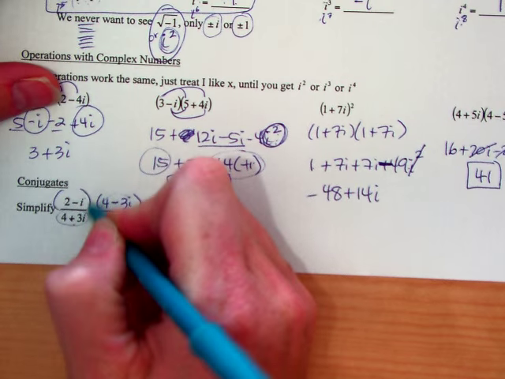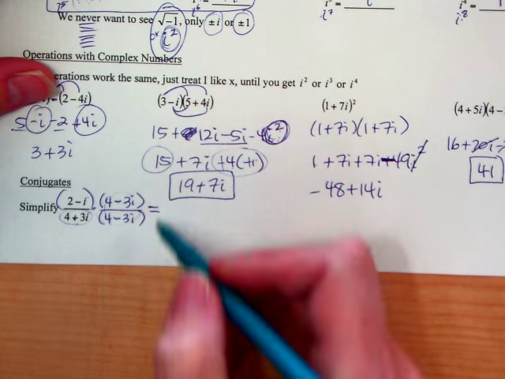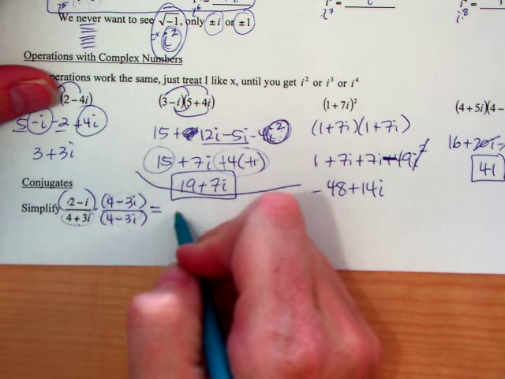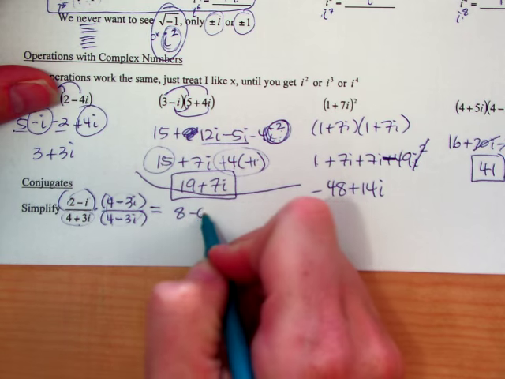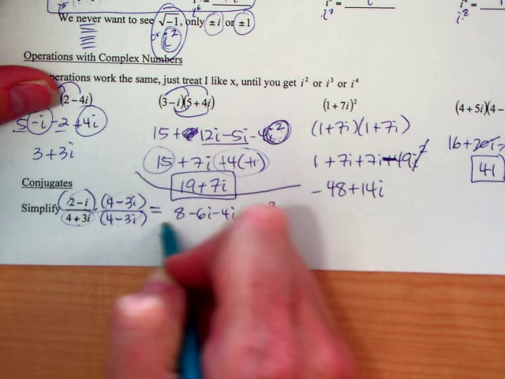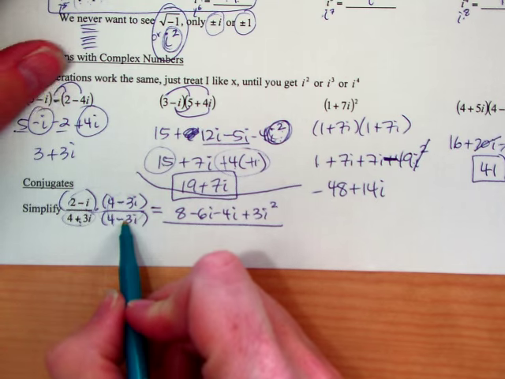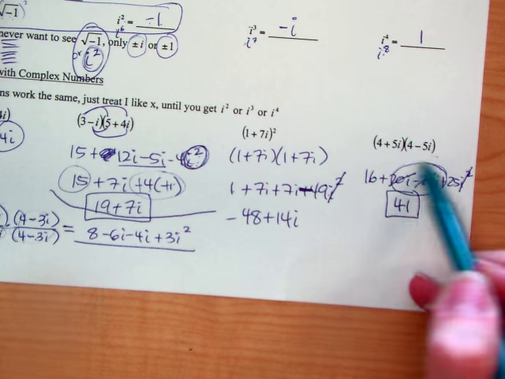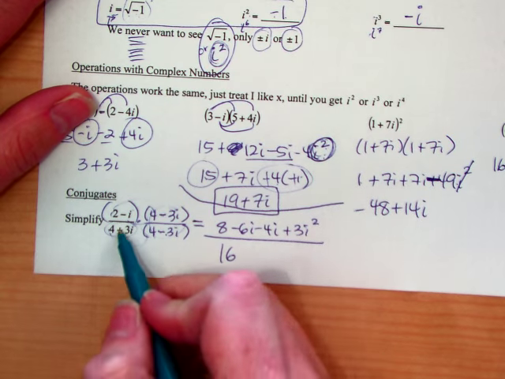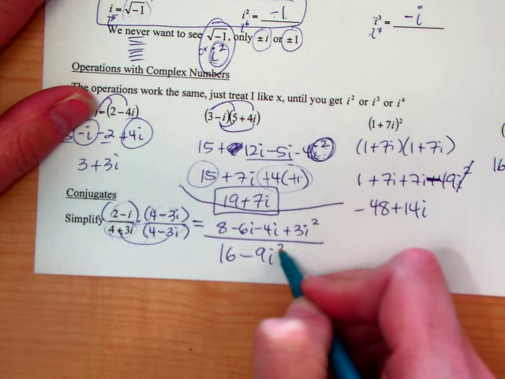Now we're going to FOIL both the top and the bottom. It looks a little messy at first, but you'll see why we're doing this in a second. So we've got 8, we've got minus 6i, we've got minus 4i, and plus 3i squared. On the bottom, because they are conjugates, they won't have a middle. The middle is going to go away. So we have 16, and then we have minus 9i squared.